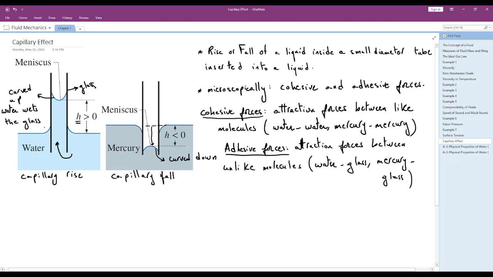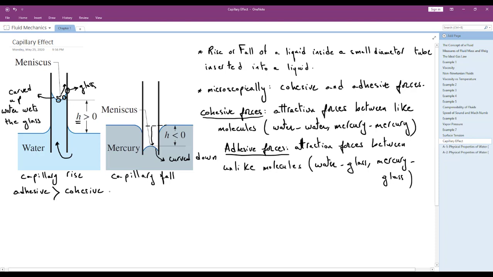So in the case of water, the adhesive forces to the glass are greater than the cohesive forces between the adjacent water molecules. So here, if we look at the liquid solid interface, at the contact region between the water and the glass, we see that the water molecules are more attracted to the glass than they are attracted to each other. So that's why the water will tend to rise to the glass and will stick to it.